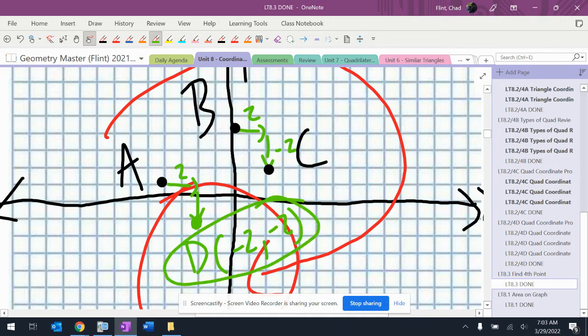Now I could have gone from B over to A also. I could have gone like that and then gone like that. I just have to really think about what's going on and make sure that I get into the right area of the graph. All right.